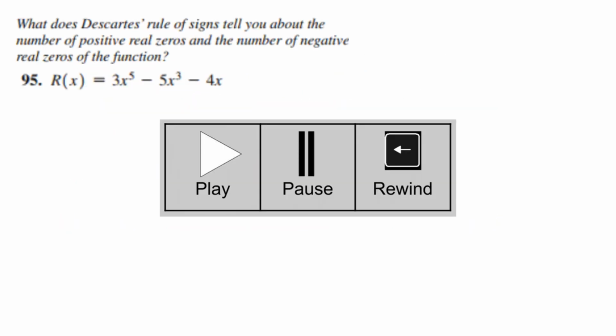Let's do another one. What does Descartes' rule of sign tell you about the number of positive real zeros and the number of negative real zeros of this function? Now, what you should do is, because we have a 0 constant term, factor the x out first, say x is 0, and then concentrate on the other. Press pause, do the problem, let's see how you did.